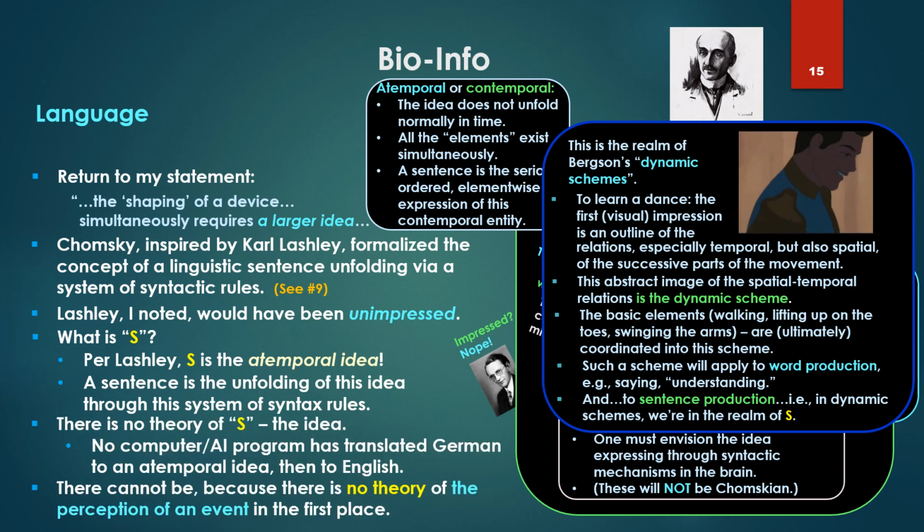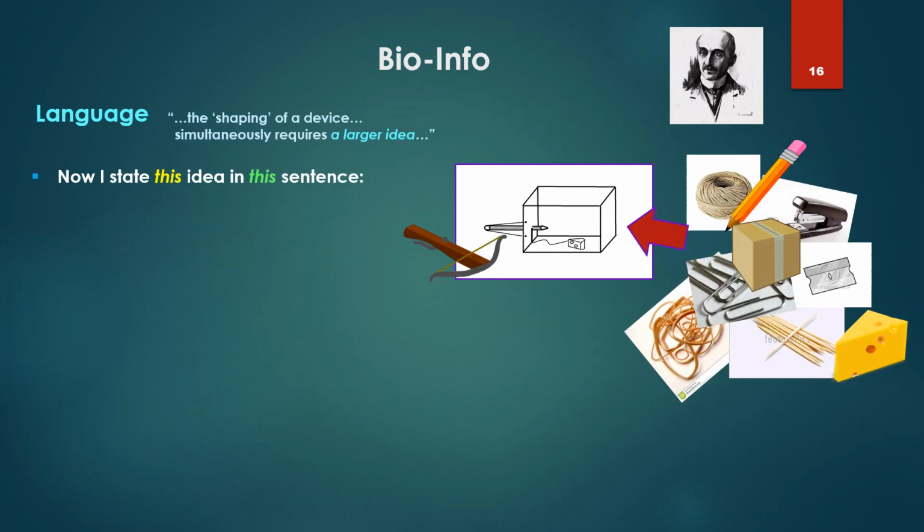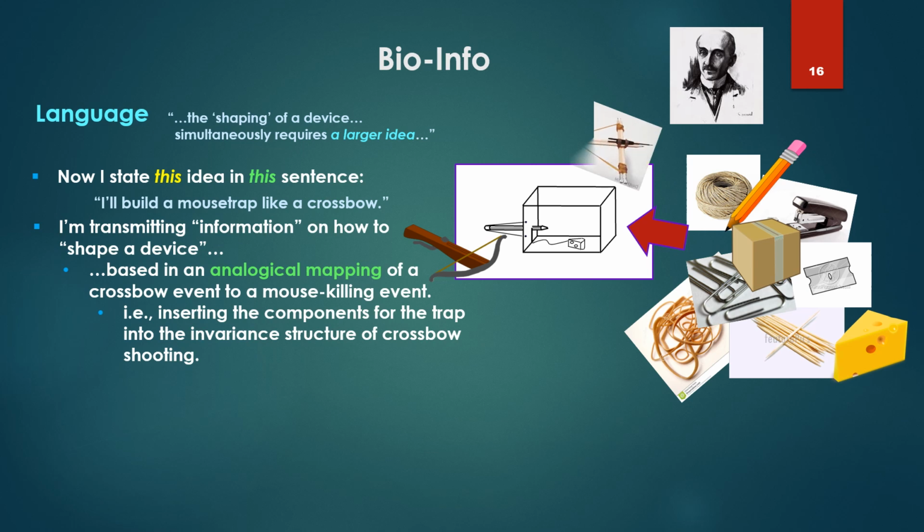So, other than Bergson's, there's no theory of S, the idea. No computer or AI program has translated German to an atemporal idea and then to English. There cannot be such a theory of S because there's no theory of the perception of an event in the first place. So now I state this idea in this sense. I'll build a mousetrap like a crossbow. I'm transmitting information, quote unquote, on how to shape a device based in an analogical mapping, as I noted before, of a crossbow event to a mouse killing event. That is, inserting the components for the trap into the invariant structure of crossbow shooting.